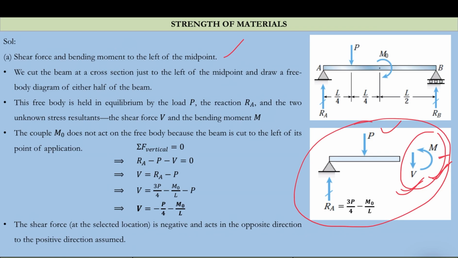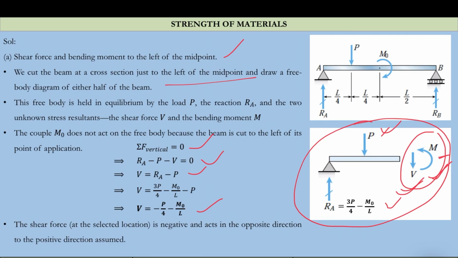So we have cut the section and we are taking the left hand portion. So you can see RA is there and P is there. Every point is in equilibrium, so summation of vertical forces will be equal to 0. So RA in positive upward direction, P and V are both in downward direction, so both will be negative. So V is coming out to be RA minus P, RA is 3P by 4, minus M0 by L, minus P, and V finally we are getting minus P by 4 minus M0 by L.